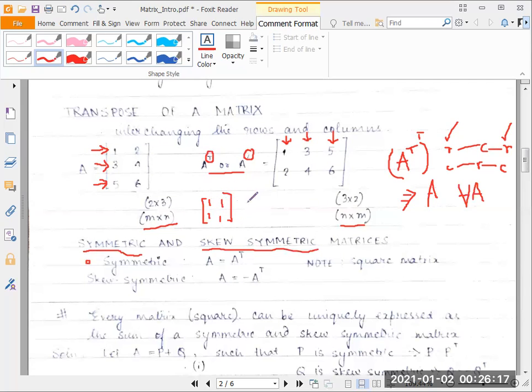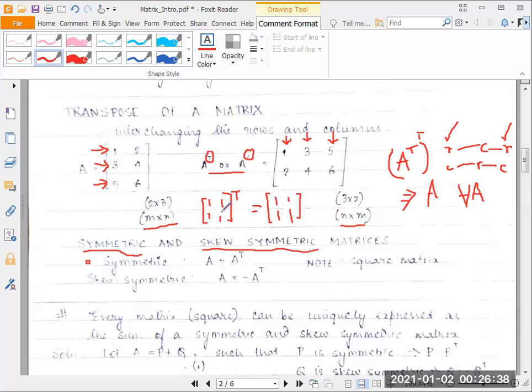Now if I transpose this, what will be the transpose of this matrix? The rows become the columns and the columns become the rows. So the first row essentially is 1, 1 here. So instead of writing it row wise, I write it column wise. So I get 1, 1. Similarly, the second row is also 1, 1. So I write 1, 1 as the column.